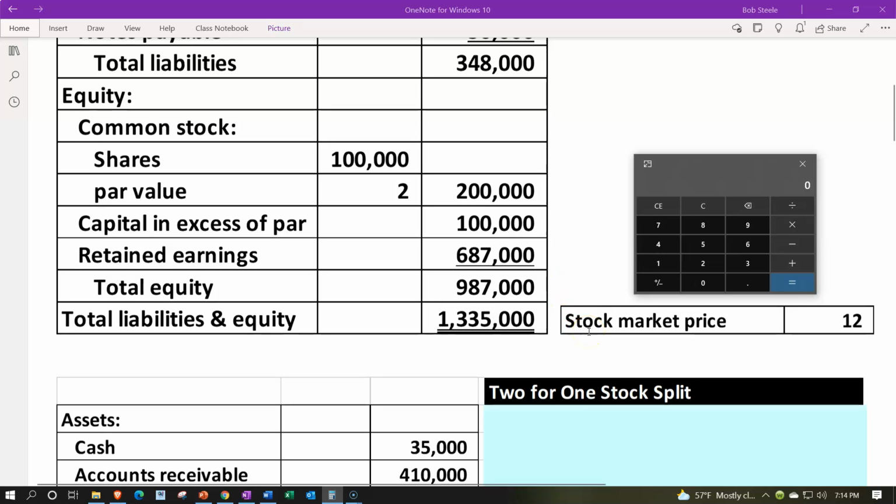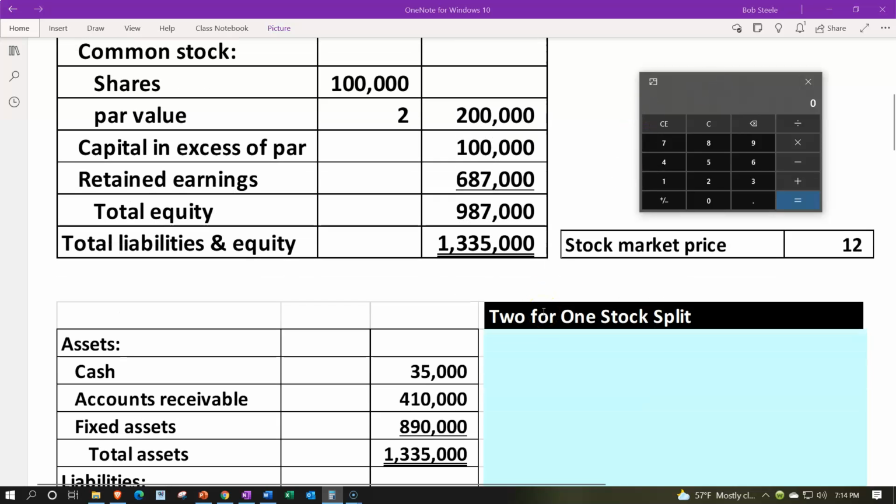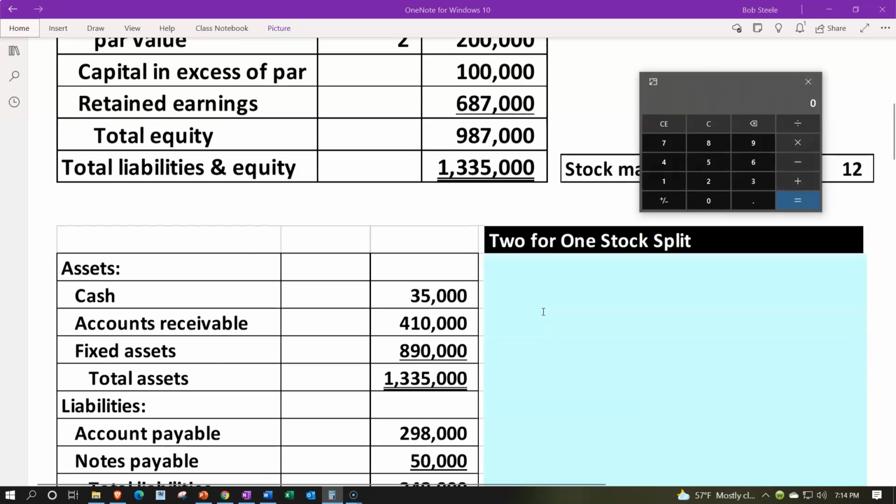So we're going to say that the stock price, or the market price, is going to be $12. Remember that the market price is not something that's generated from the corporation, it's generated from the market. And if it's a publicly traded company, we would have the market price readily available to us. If it were not publicly traded, then it would be a little more difficult for us to appraise or think about what the market price would be.